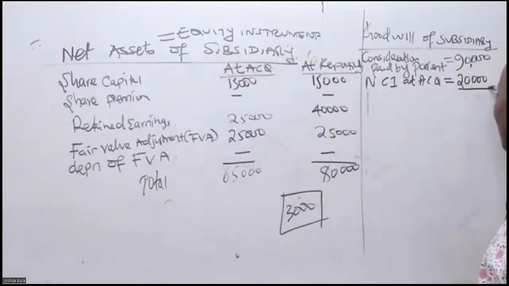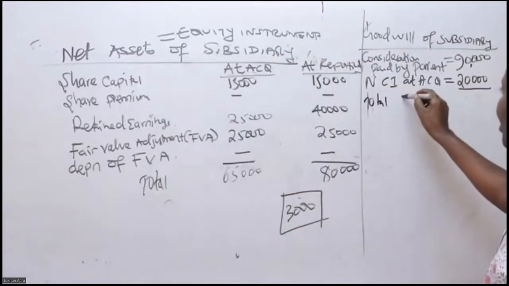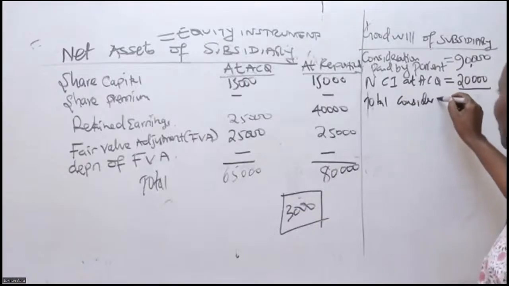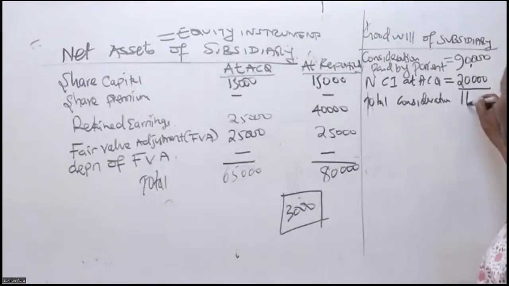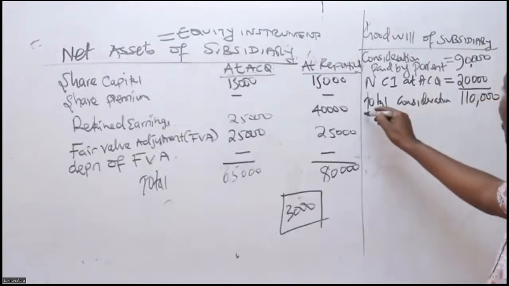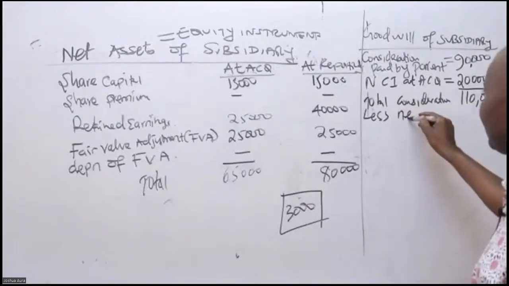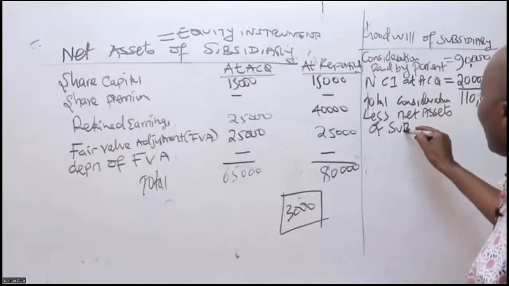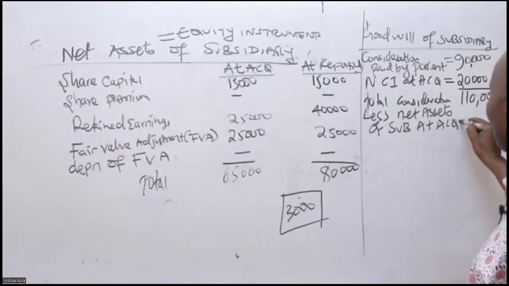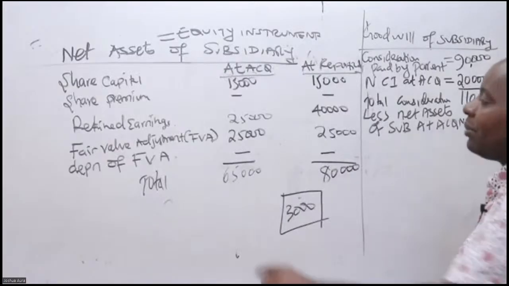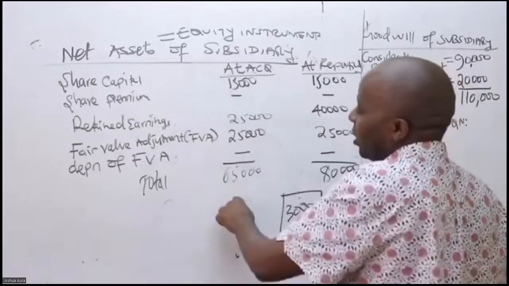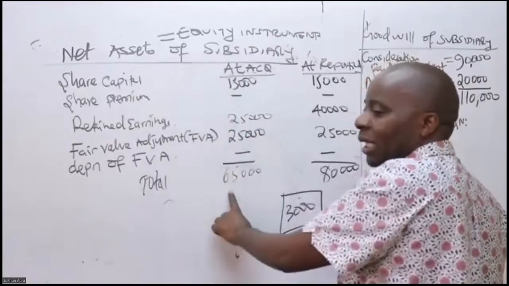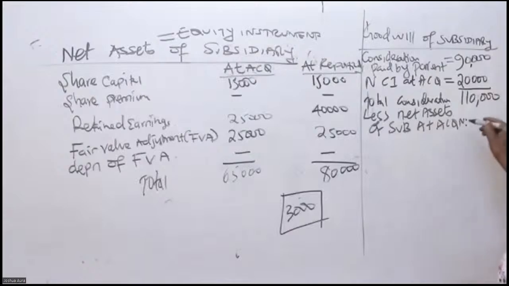So in this case, this is the total consideration, which is 110,000. Then you come here and less the net assets of the subsidiary at acquisition. The net assets of the subsidiary at acquisition was 65,000.